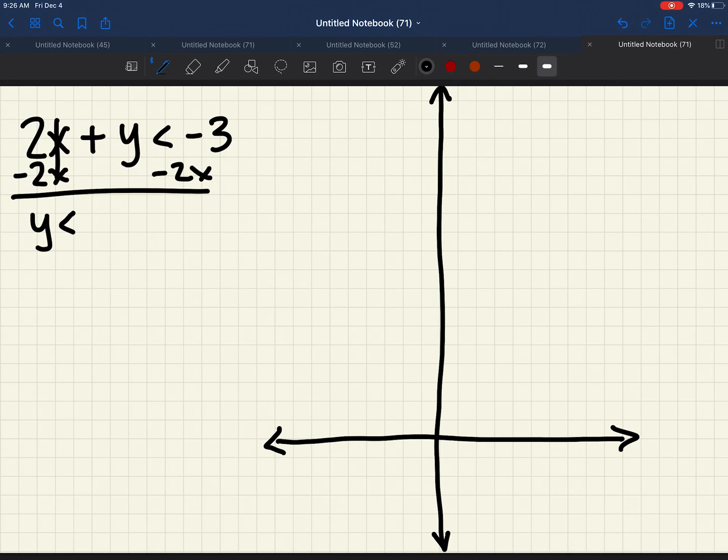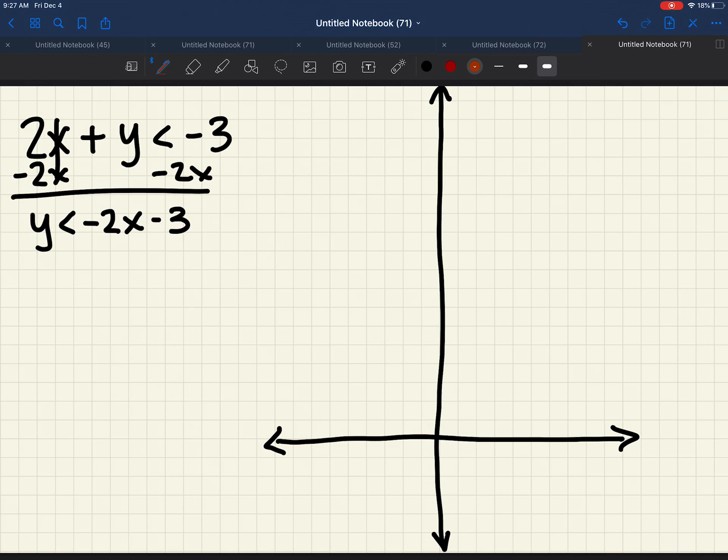So you would get y is less than what? Negative 3 minus 2. Switch those. Minus 2x. Minus 3. Good. Negative 2x minus 3. Because if you put negative 3 minus 2x, then it's not in the form mx plus b. It would be b plus mx, right? So x always goes first. Okay? So now that it's in that form, you can graph.